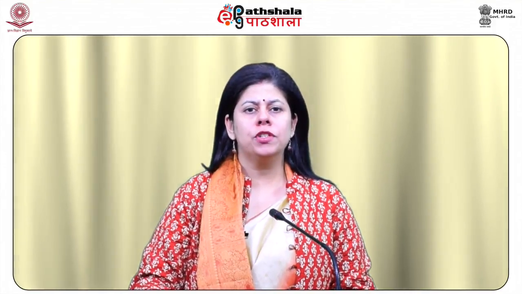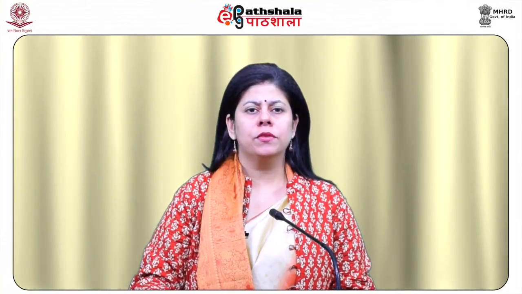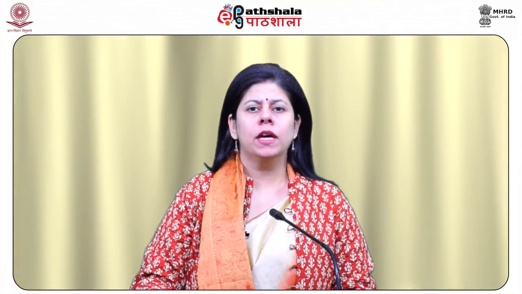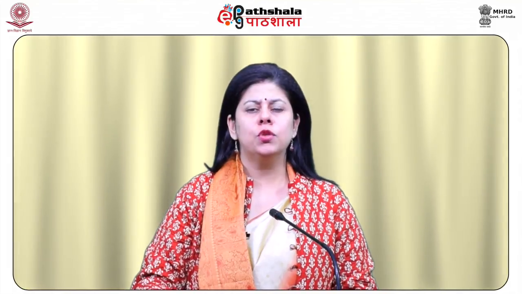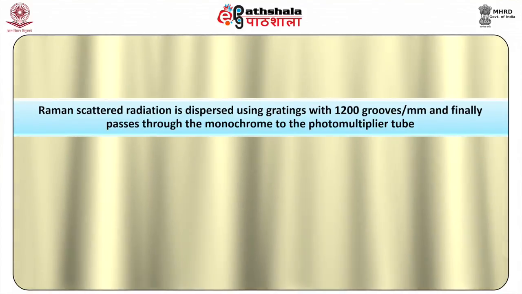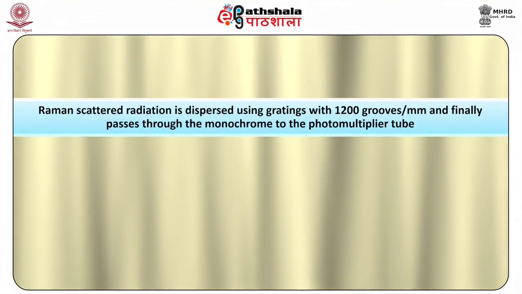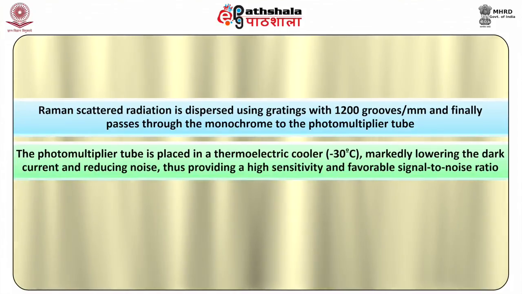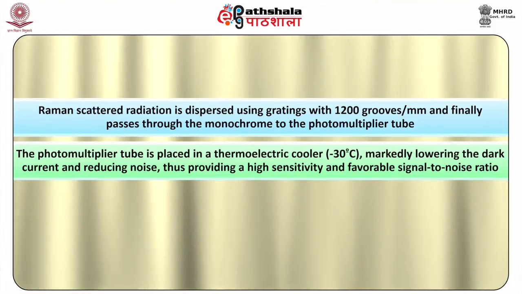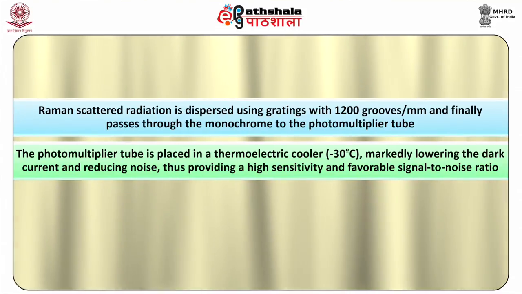A computer adds appreciably to the power and versatility of the spectrometer. An intense monochromatic radiation source, sensitive detection and high light gathering power coupled with freedom from extraneous stray radiation must be built into a Raman spectrometer. Raman scattered radiation is dispersed using gratings with 1200 grooves per millimeter and finally passes through a monochromator to the photomultiplier tube. The photomultiplier tube is placed in a thermoelectric cooler down to a temperature of minus 30 degrees, markedly lowering the dark current and reducing noise, thus providing a high sensitivity and favorable signal to noise ratio.